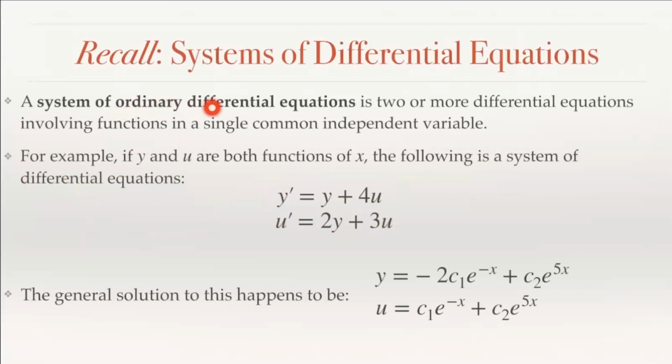A system of ordinary differential equations is two or more differential equations involving functions of a single common independent variable. For example, if y and u are both functions of x, the following is a system of differential equations: y prime is y plus 4u, and u prime is 2y plus 3u. So the derivative of each function is a function of not only the original function, but also the other function.